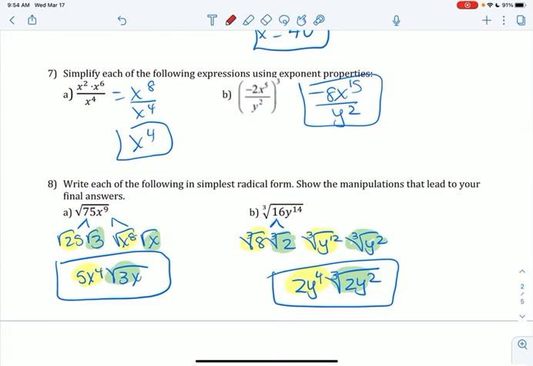Properties of exponents. When I'm multiplying, I add the exponents, so the numerator, I get x to the 8th. Now I'm dividing, and when I'm dividing, I subtract exponents, so my final answer is x to the 4th.